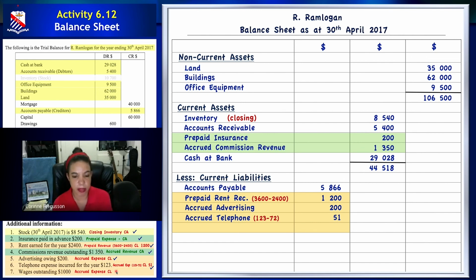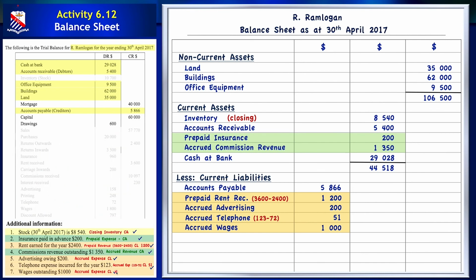It's a current liability. And our last one, which is number 7, accrued wages, and they gave us the amount of the accrual, which is 1,000, so we just put it in there. So that is all of our current liabilities.